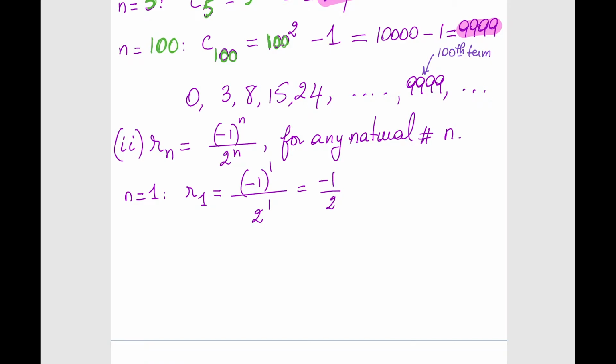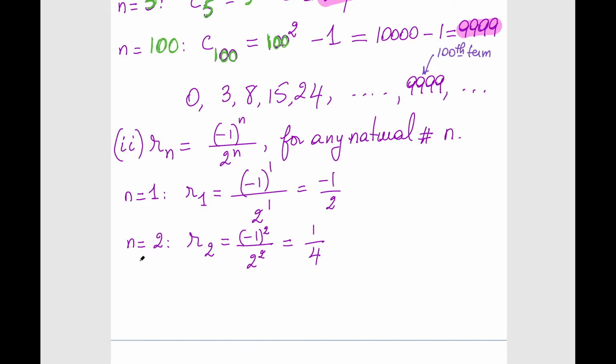Okay. The second term, when n is 2, R2 is going to be minus 1 squared divided by 2 squared. Am I correct? So what am I doing here? I'm replacing n by 2. I'm replacing n by 2. Now what do I get? I get 1 over 4. Correct? I get 1 over 4. And I hope you start understanding what this minus 1 to power n is doing. It's going to start alternating.